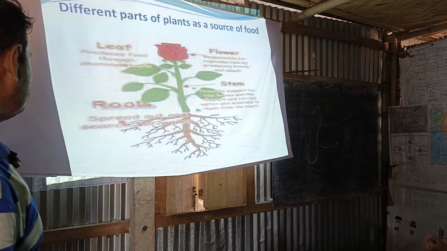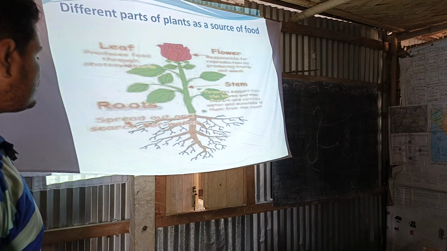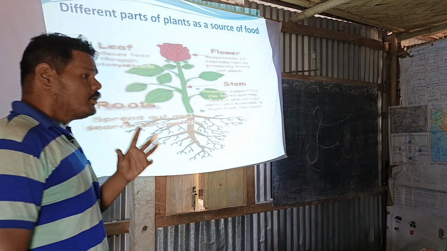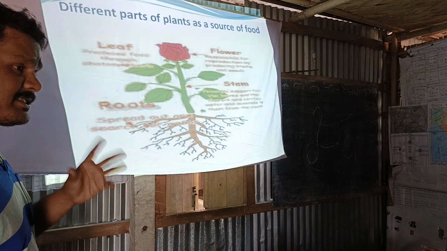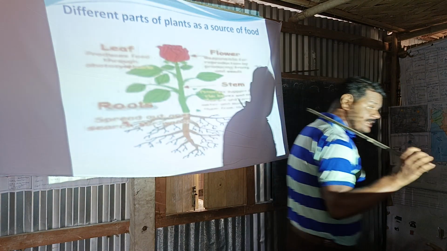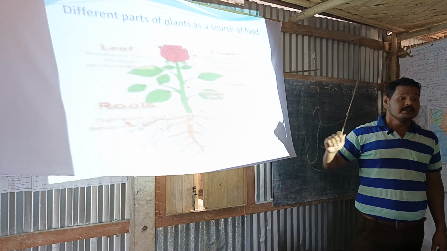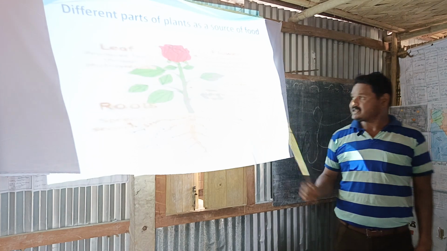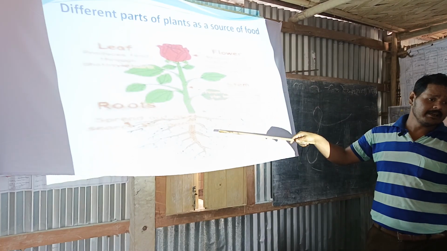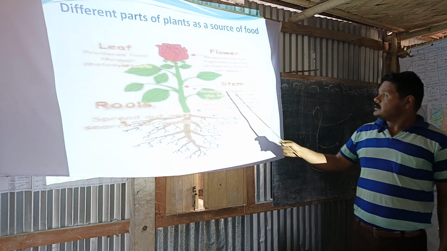Root stores what? Extra food. Some plants like spinach and mint store food in their stem. They store food in the stem. Some plants store food in their root. They store food in their root.